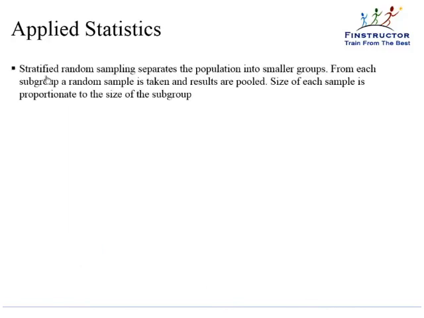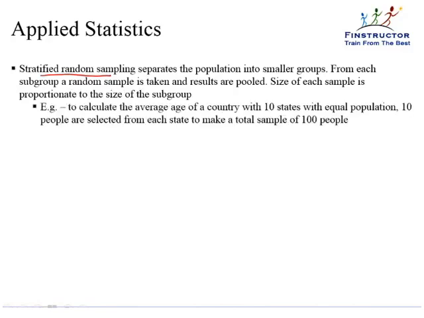We can sometimes follow something called stratified random sampling, wherein the population is first separated into smaller groups, and then from each subgroup a random sample is taken. For example, if I was to calculate the average age of a country with 10 states, and each state has an equal population, then how do we make a simple random sample? In a simple random sample, we will randomly take any 10 people. All 10 of them can come from the same state also.